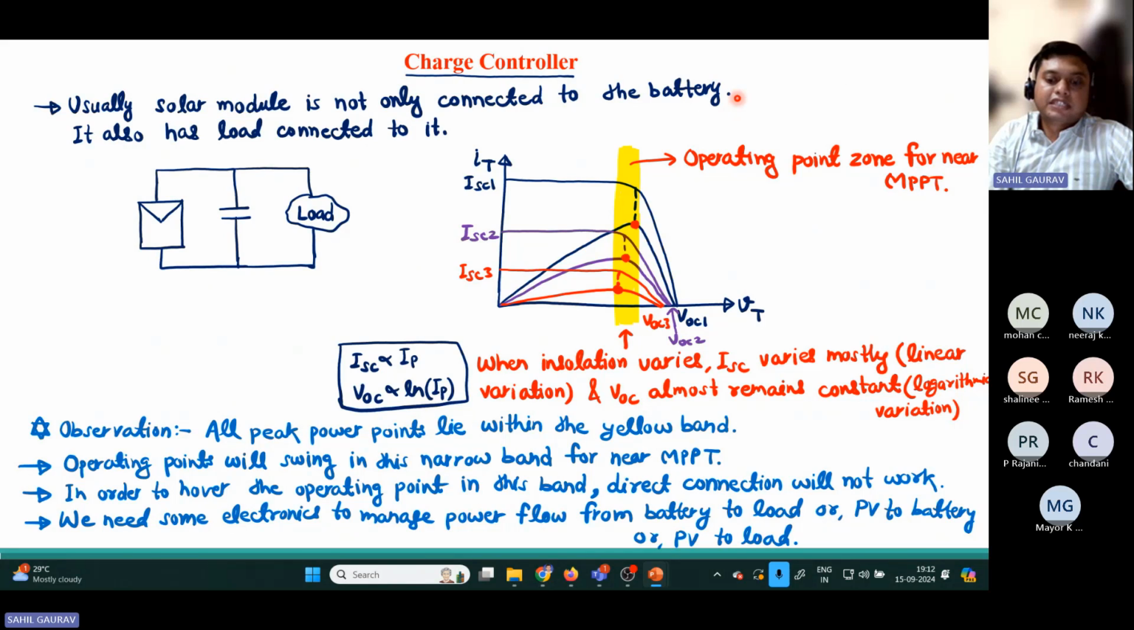Now the question comes that it is not only the battery that is connected to the solar module, it also has the load connected to it. Now how will we control the charging of the battery?